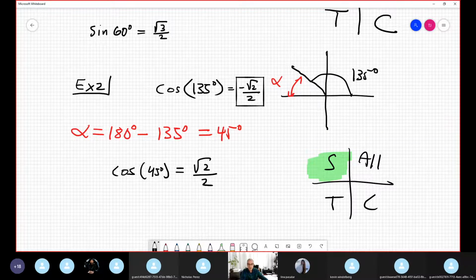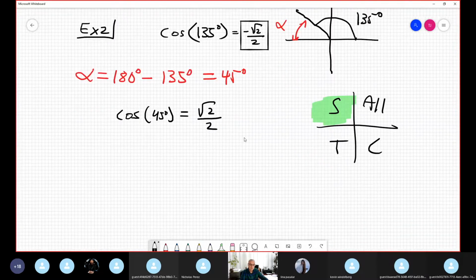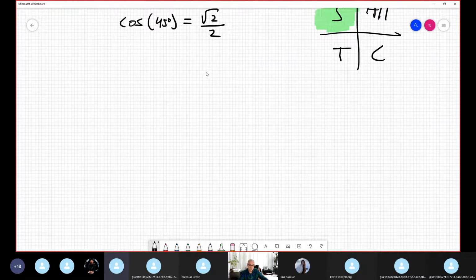In this case, negative, because I know that the only trigonometric function that is positive in the second quadrant is sine. Sine, of course, and cosecant, the family. But cosine, no. Cosine is negative. Sure? Does everyone follow me, guys? You let me know. This is important for me. Today is an important day.